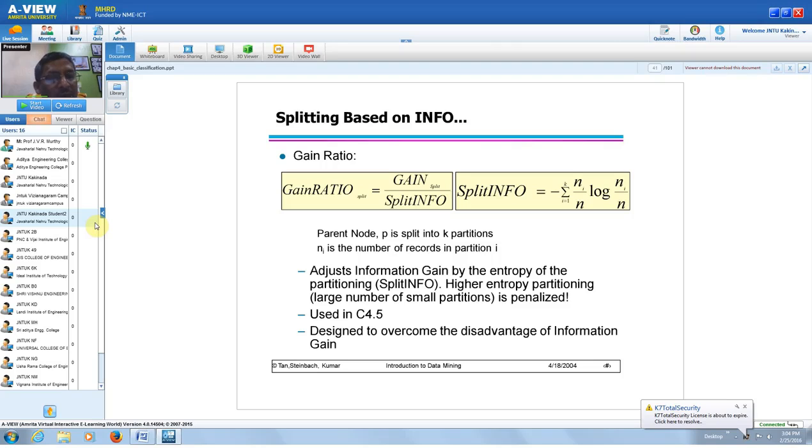If you have more number of splits, it will be purer and the gain will be more. But do you prefer that kind of split? Please answer me.